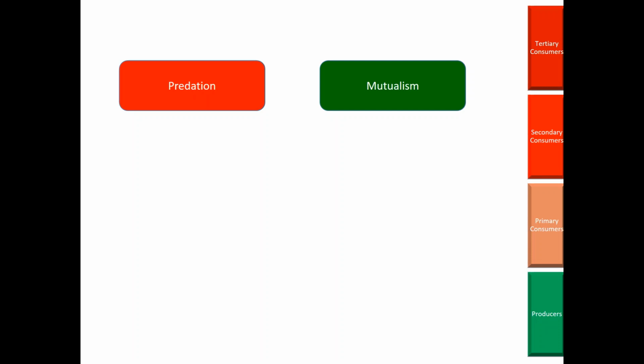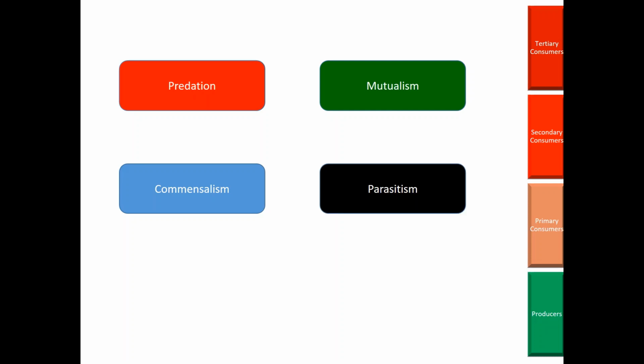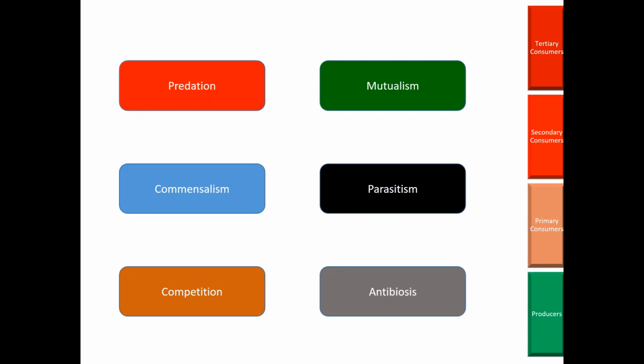Let's go through some interactions. An interaction where one animal kills another is predation. When both of the animals help each other, it is mutualism. When one animal helps another animal, it is commensalism. When one animal infects another animal, it is parasitism. When two organisms confront each other and compete for dominance, that is competition. And when one organism secretes some chemical which is detrimental to the other, which dies, it is antibiosis.